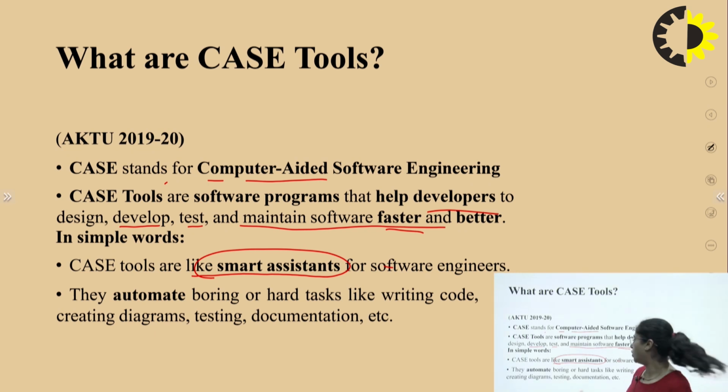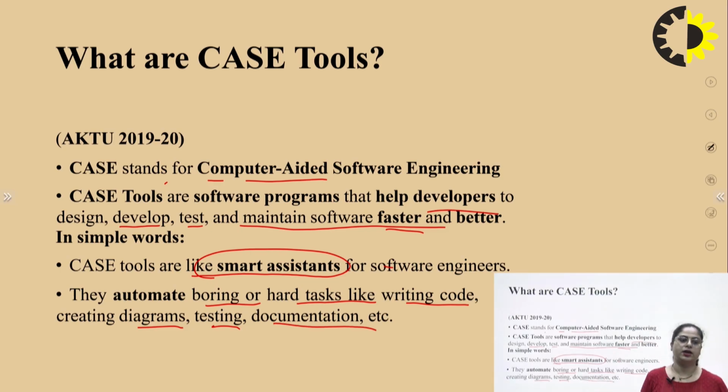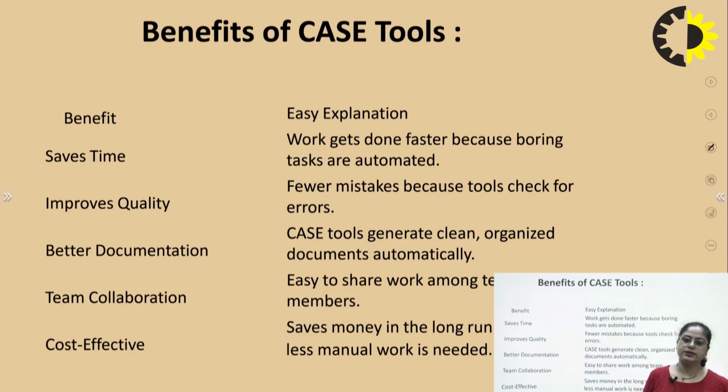They automate boring and hard tasks like writing code, creating diagrams, testing, documentation, etc. With the help of these tools, we automate various types of work like writing code, making diagrams, testing the software, and documentation as well. For documentation, we can say LaTeX. LaTeX is a CASE tool which is used for documentation. With the help of LaTeX, we can speed up our work. This is an example of a CASE tool.